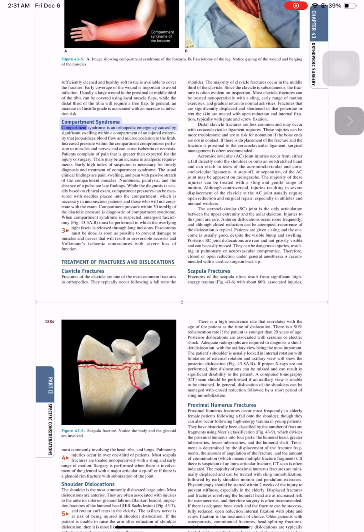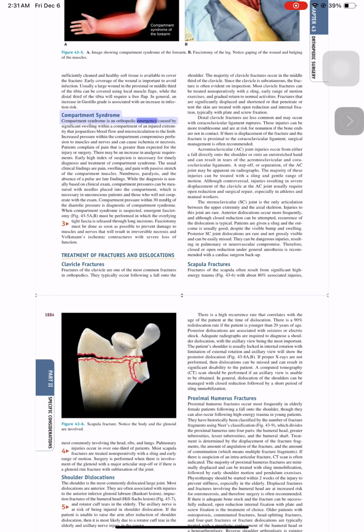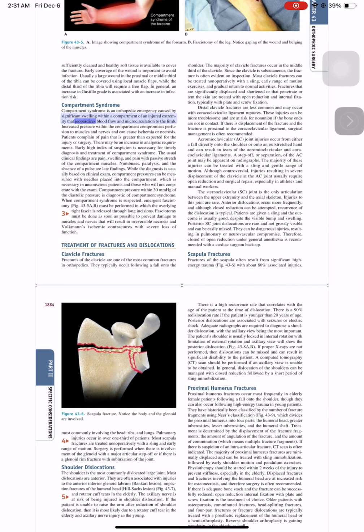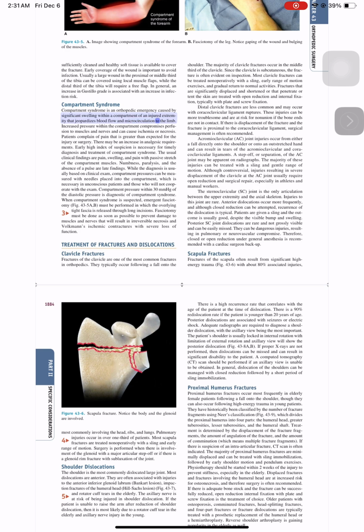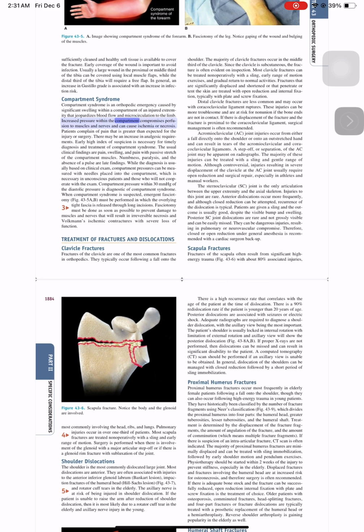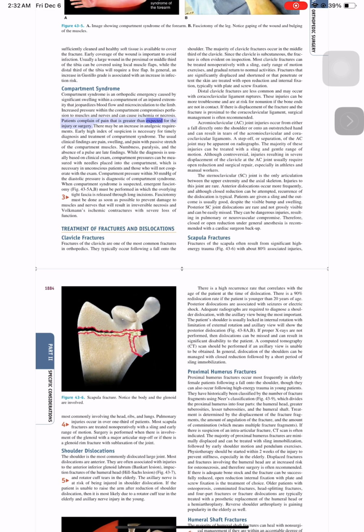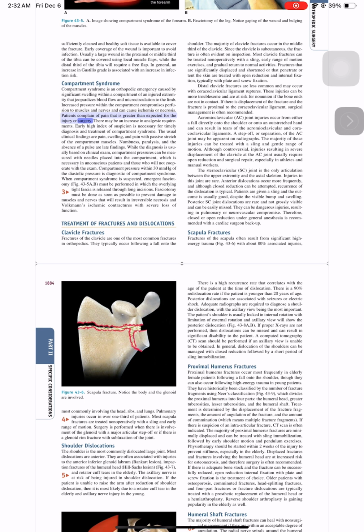Compartment syndrome. Compartment syndrome is an orthopedic emergency caused by significant swelling within a compartment of an injured extremity that jeopardizes blood flow and microcirculation to the limb. Increased pressure within the compartment compromises perfusion to muscles and nerves and can cause ischemia or necrosis. Patients complain of pain that is greater than expected for the injury or surgery. There may be an increase in analgesic requirements.